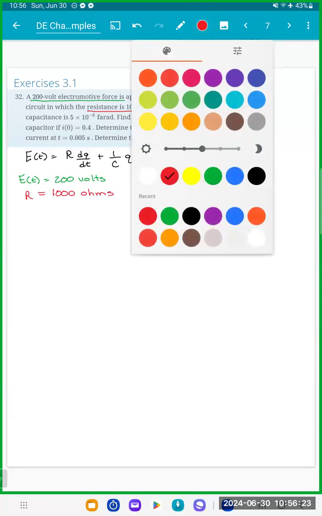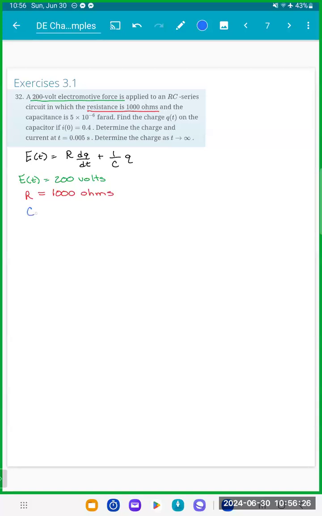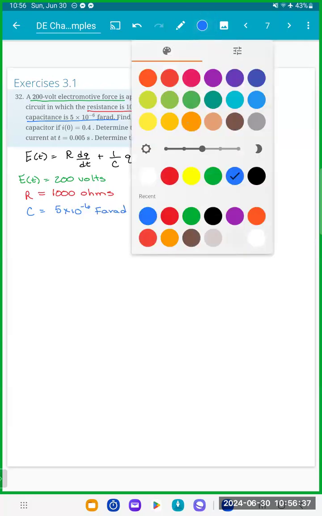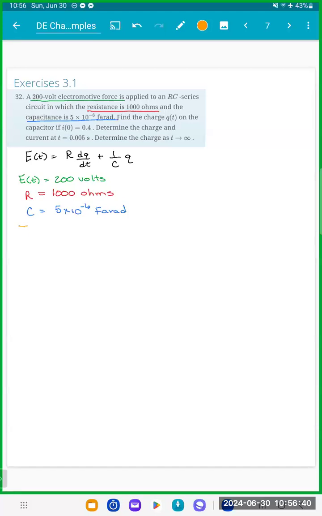And we know that C is equal to 5 times 10 to the negative 6 farad. Okay. And we were also given an initial condition, right, of I of 0. Our initial current is equal to 0.4, is what we were given. Okay.